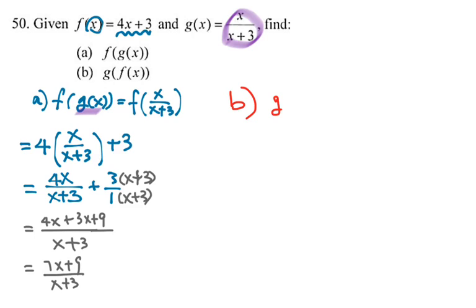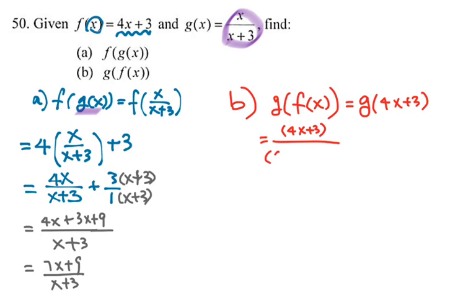How about part B? Now g is outside, f is inside. So that means we end up getting g of 4x plus 3. Then 4x plus 3 would be in place of x's in function g. So the top is 4x plus 3, and in the denominator 4x plus 3 plus 3 becomes 4x plus 6. Alright, and that's it.